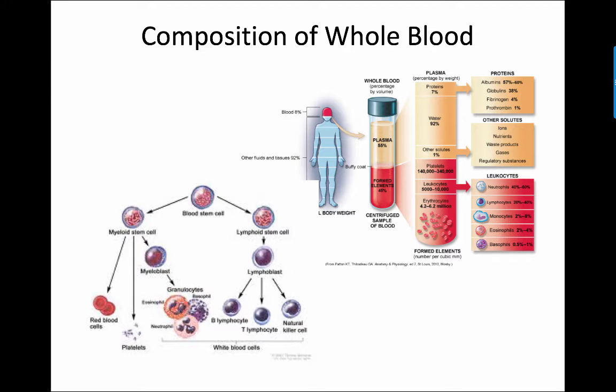Physiology. What comprises your whole blood? Well, it's about 55% plasma. Mainly in the plasma, you have proteins and water. Of course, the most abundant protein is going to be albumin.